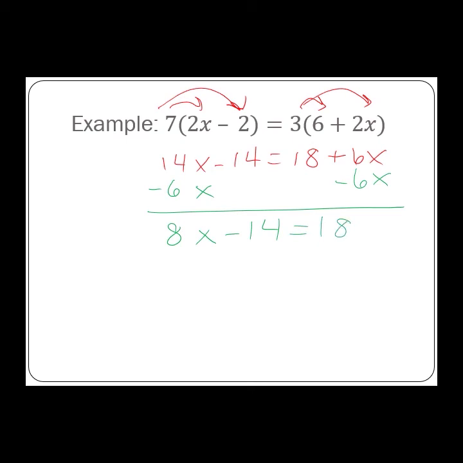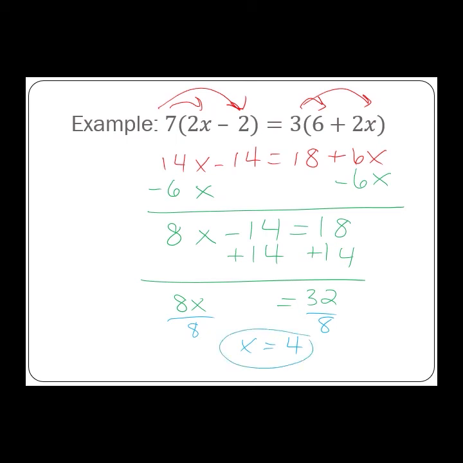Now that I've done that, I have more terms on the left, so I will add 14 to both sides, and I get 8x equals 32. Then the last stage is to divide both sides by 8, and I get x equals 4. So we had to remove parentheses, use the addition property twice, once to move an x term and once to move the constant term, and then we use the multiplication property to finish this off.